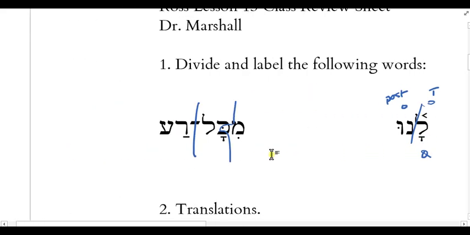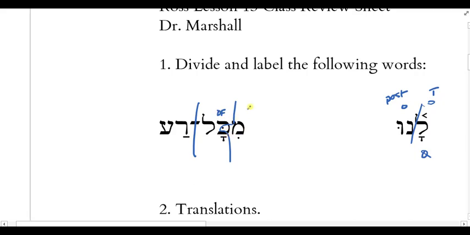And then over here, I've got the kaf. What kind of a dot does it have here? That's a dagesh forte. How do I know that? Because kaf is a begadkefat letter. That's right. There's a vowel before and the dot's still here. It must be strong, right? It's a dagesh forte. Good.